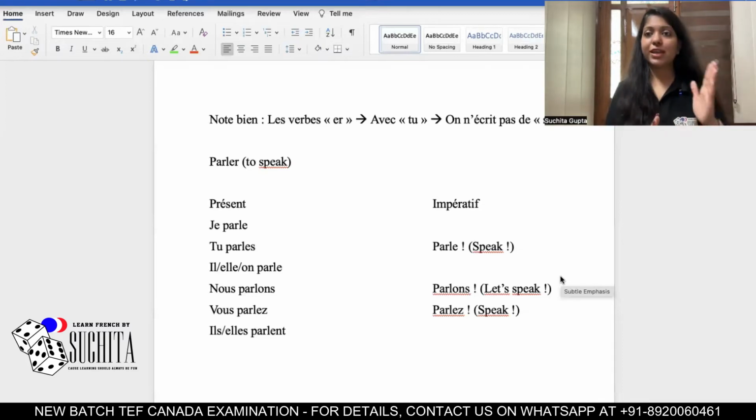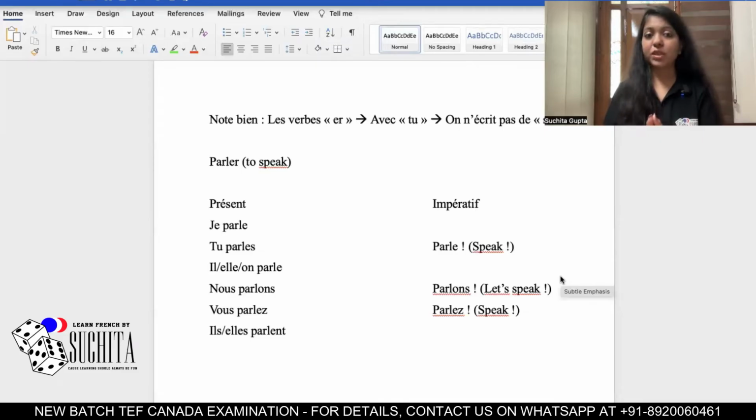Now, on the left hand side, I have written the conjugation of the verb in the present tense, which is je parle, tu parles, il, elle, on parle, nous parlons, vous parlez, ils, elles parlent. Now, with je, il, elle, on, and ils, elles, imperative forms are not possible, so that is why they are left blank. With tu, nous, and vous, of course, we have to write the imperative forms. With tu, since parler is an ER verb, you have to drop the S. So in the imperative form, I have not written parles with an S. I have written it without an S.